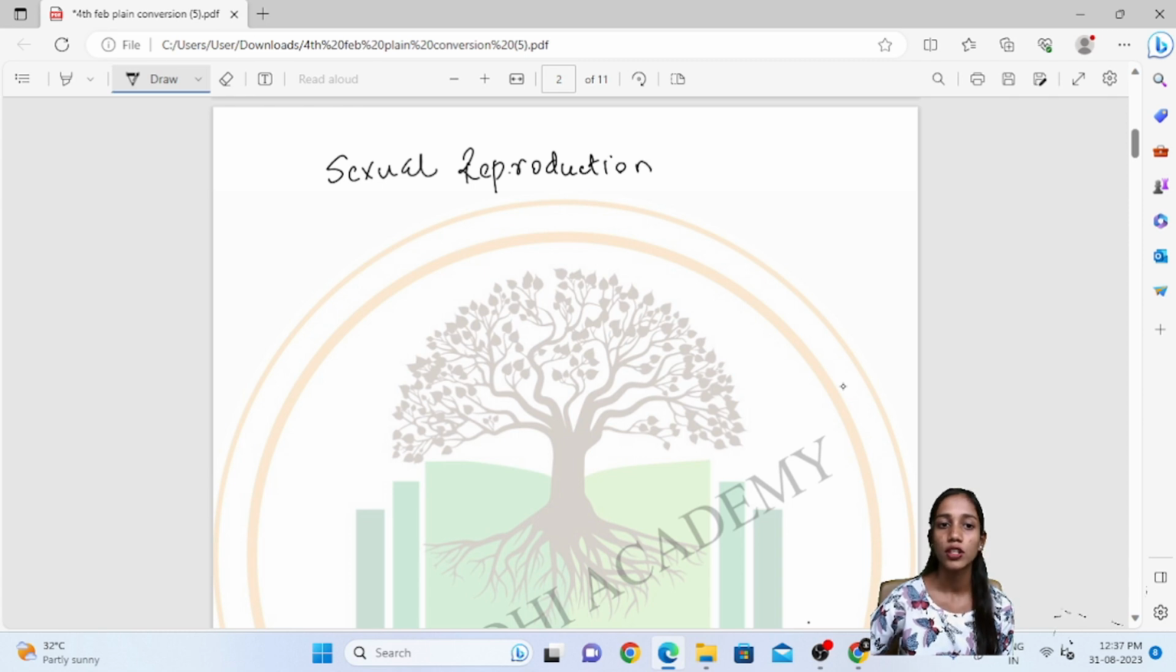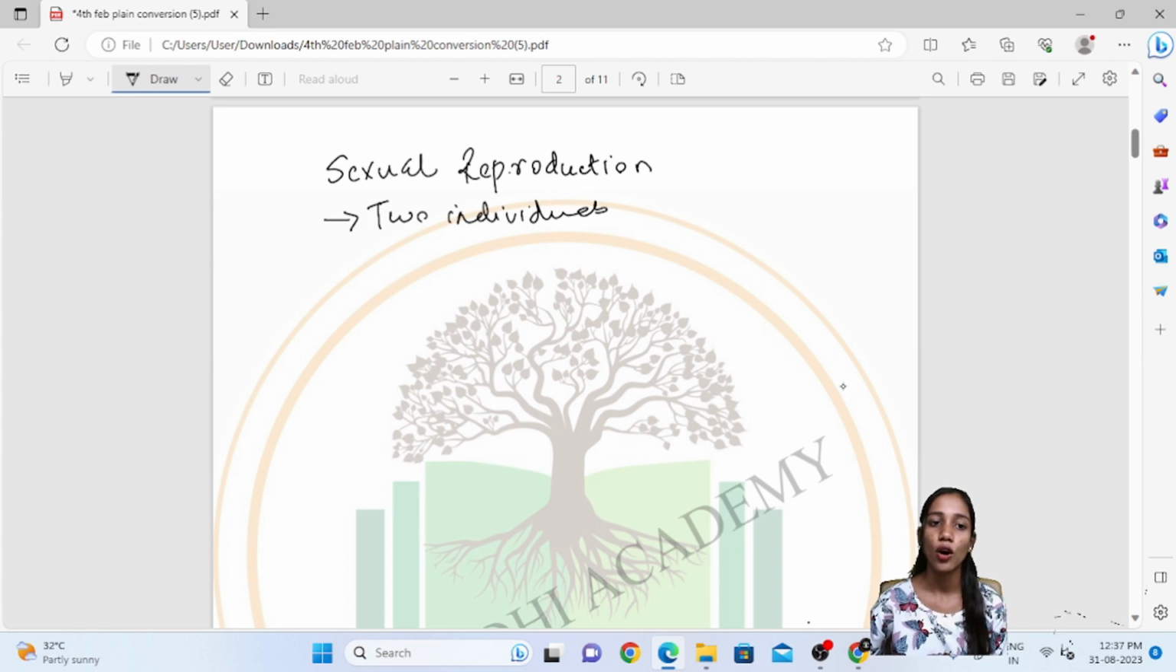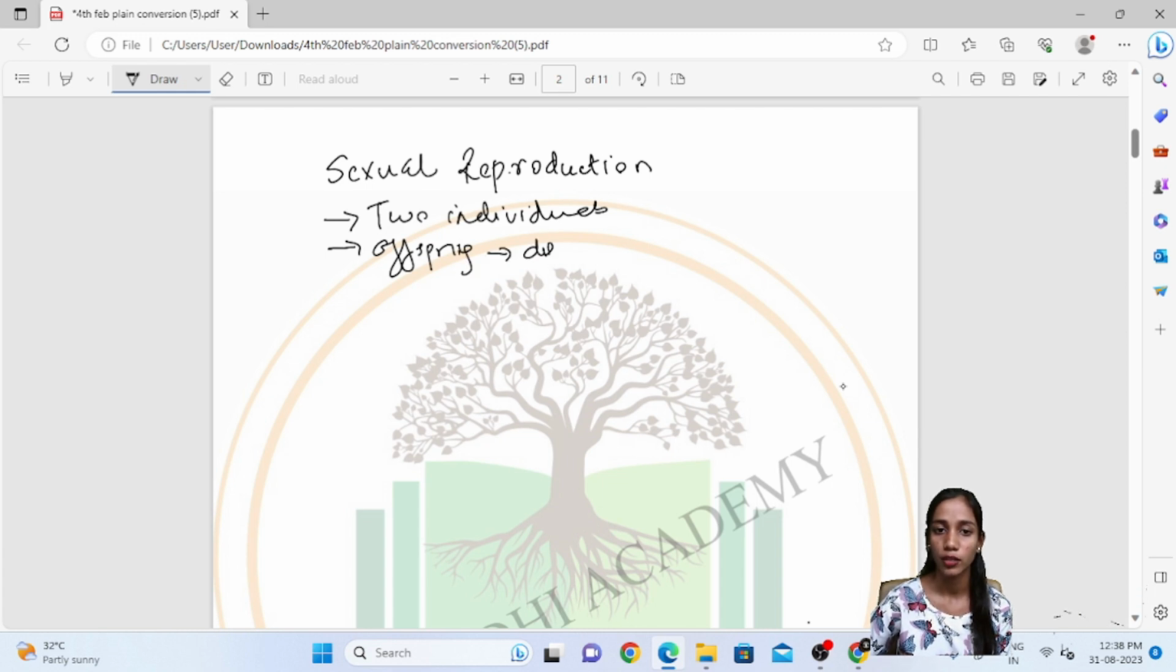process involves two organisms, two individuals. It involves two individuals, and the offspring produced is different. Now, how is it so? First of all, the two individuals can be different or they can be morphologically the same. As it involves two individuals, it means the male and the female.